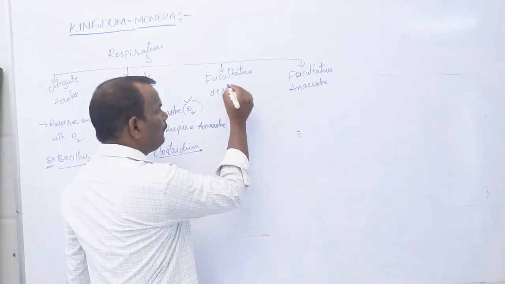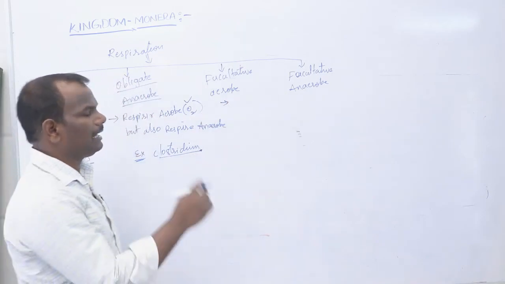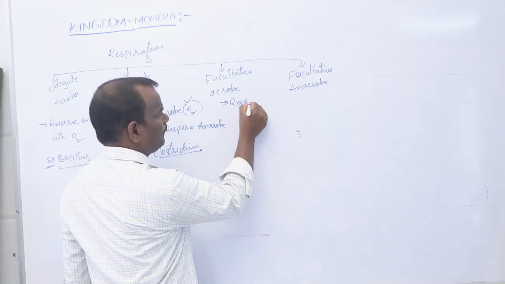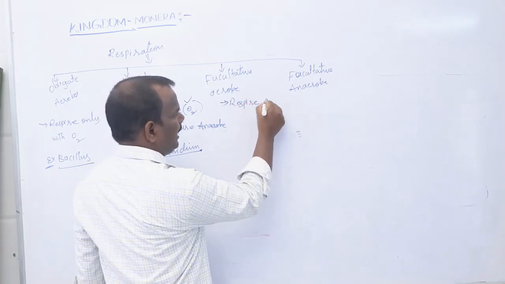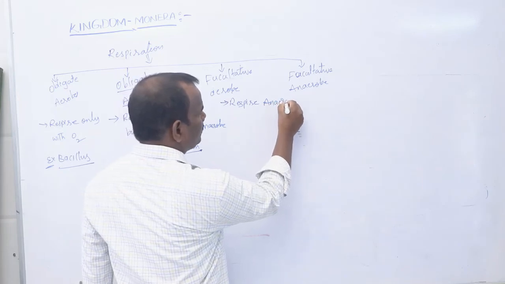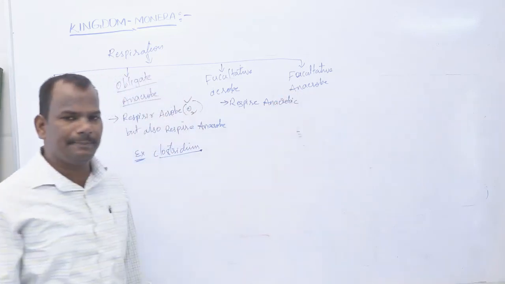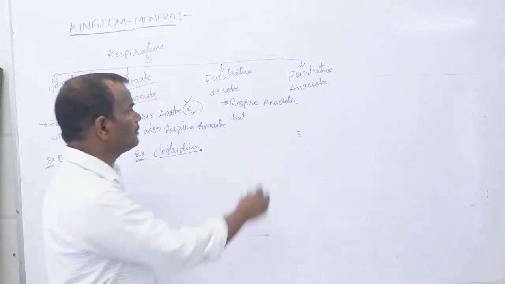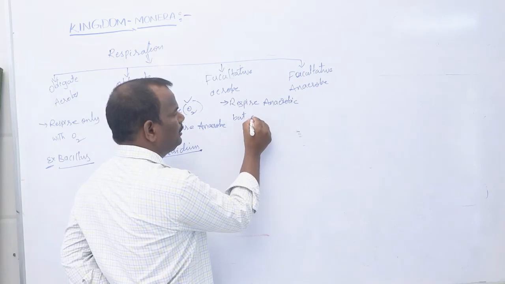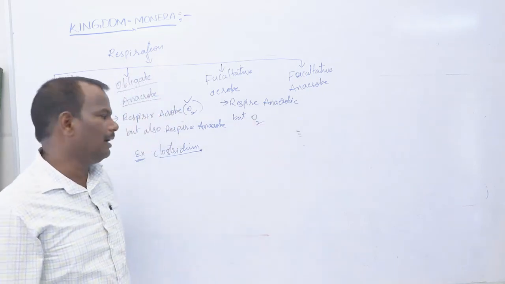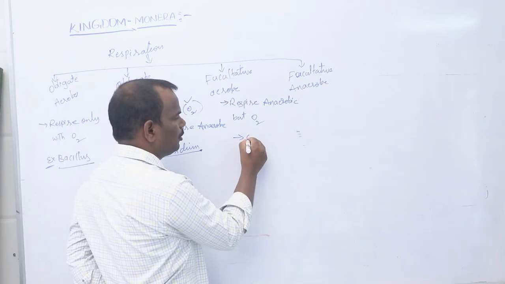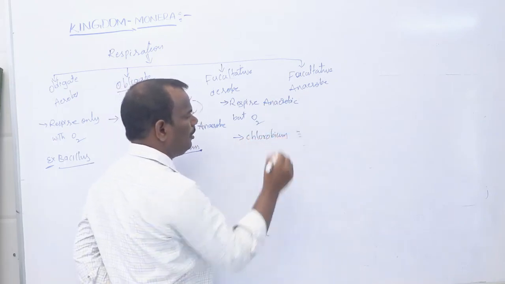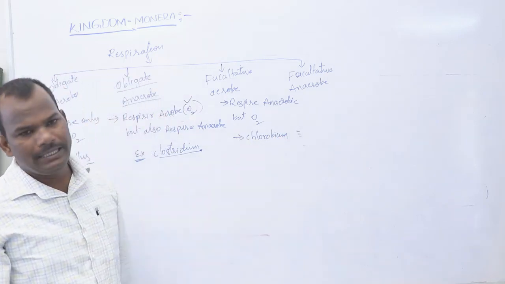Next one is the facultative aerobe. This bacteria can respire anaerobically, but it can also utilize oxygen molecules. The best example is chlorobium.